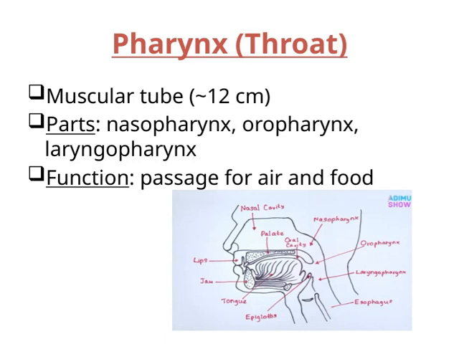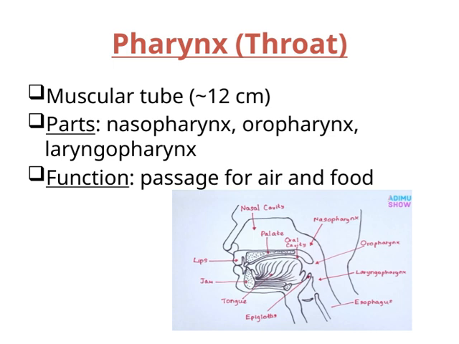Let's take a closer look at the pharynx, which is often referred to as the throat. The pharynx is a muscular tube, approximately 12 centimeters long, that plays a crucial role in our body. It connects the nasal cavity to the larynx and esophagus, serving as a passageway for both air and food. The pharynx is divided into three parts: the nasopharynx, which is located behind the nose, the oropharynx, situated behind the mouth, and the laryngopharynx, near the larynx.